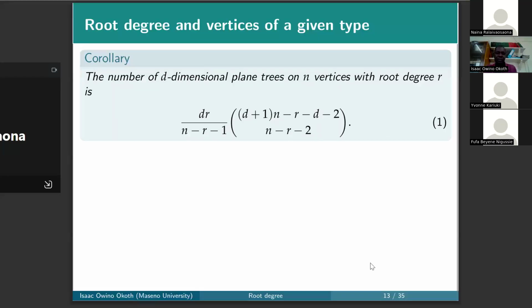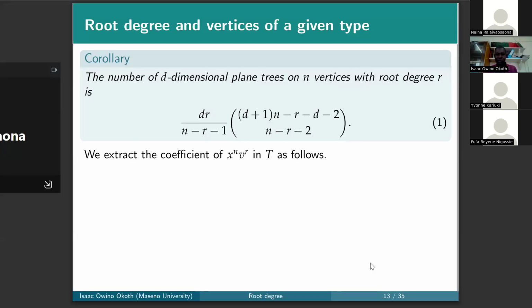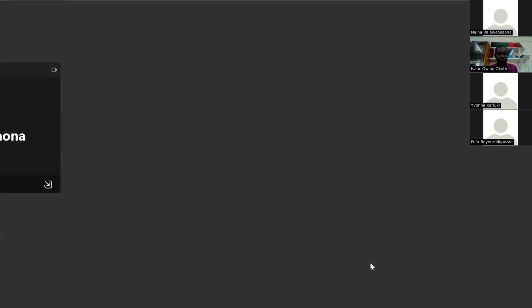So there are corollaries that follow from that. One of them is when the root degree is r, but then you want to get the total number of such trees on n vertices, which is given by equation 1. It follows by just extracting the coefficient of x to the power n, v^r in T. We know what T is, that is x over 1 minus vB. And then as we've done before, this is going to be the same as the coefficient of x to the power n minus 1 in B^r. So we use the Lagrange inversion formula at that point to get our result.